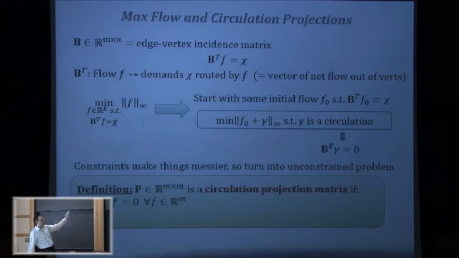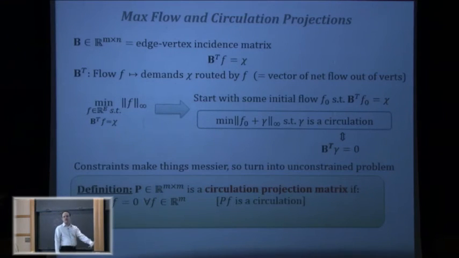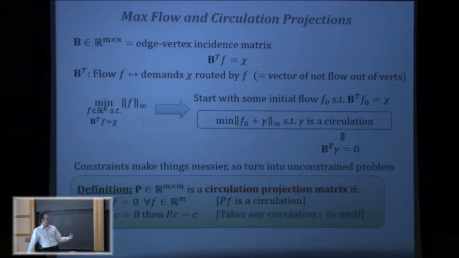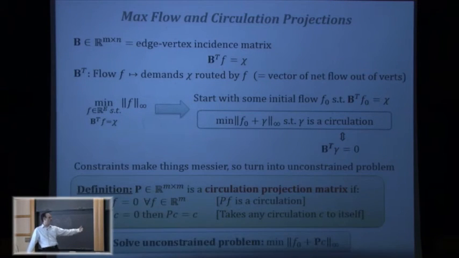So I'll define P to be a circulation projection matrix. It's m by m, and it will have 2 properties. One is that if I give you any flow, it projects it to a circulation, so B transpose P f is 0. And the other is that it maps any circulation to itself. So if I give it a circulation and I project it, it stays the same. It's just a linear projection onto the space of circulations. And we're going to solve the unconstrained problem of minimizing the infinity norm of f plus P c. So instead of forcing it to be a circulation, we're going to let c be anything and then apply P to it.